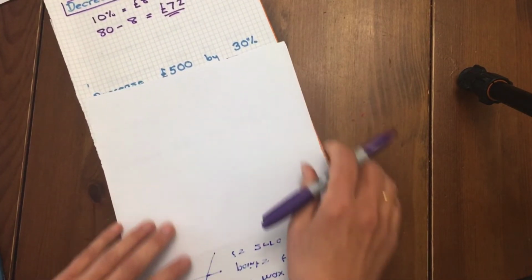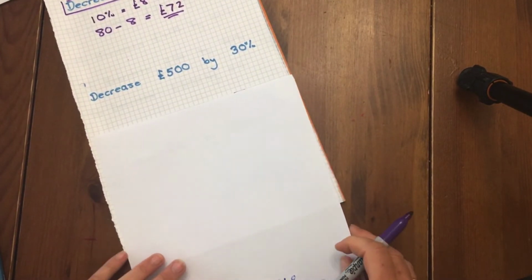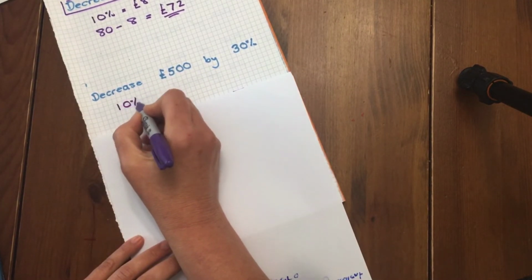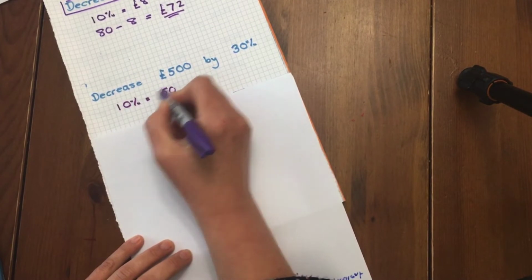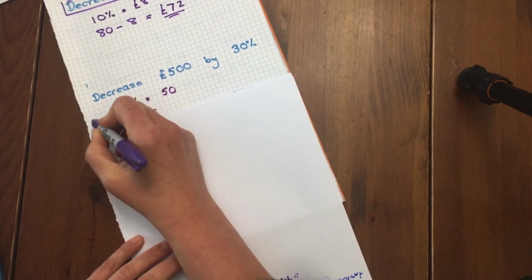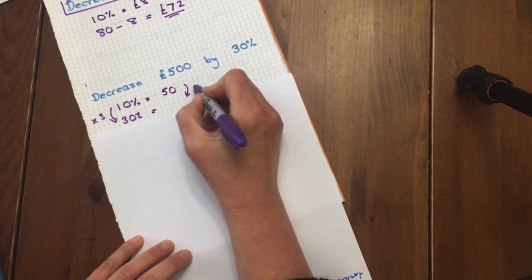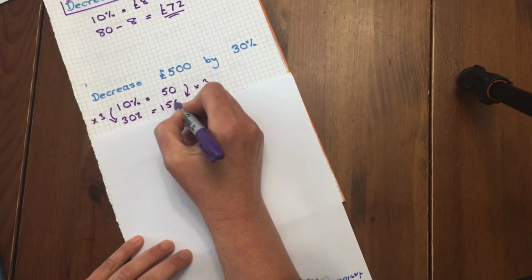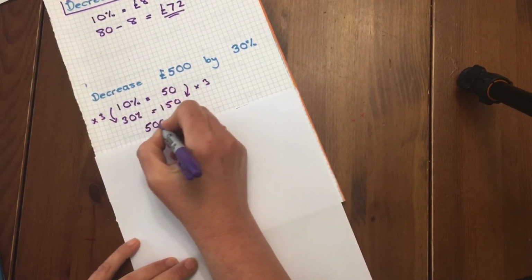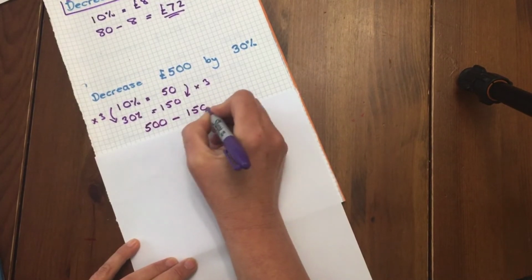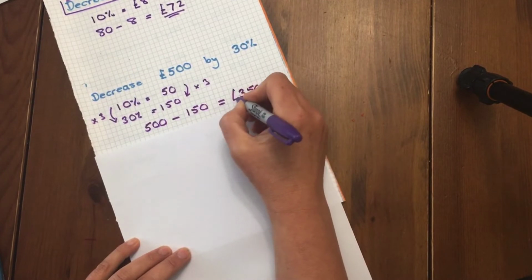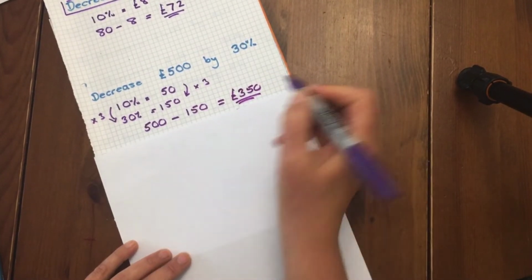Next question, decrease £500 by 30%. Okay, let's find 10%, divide by 10. Find 30%, is times by 3. Okay, so I'm decreasing £500. I'm taking away £150. So my answer will be 350.